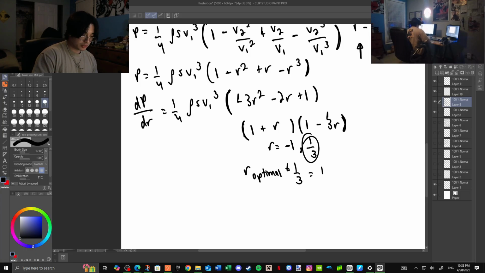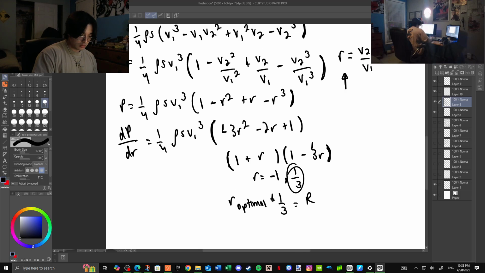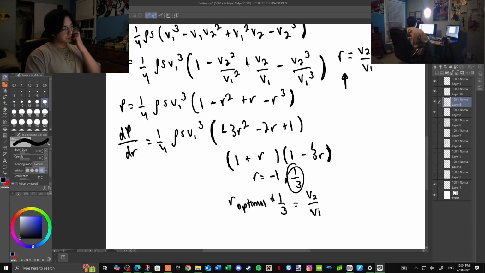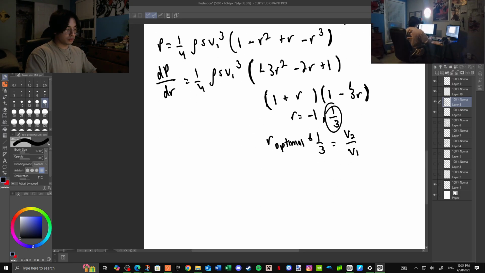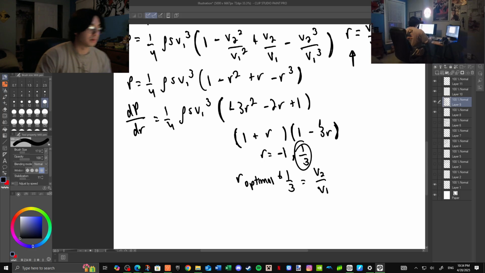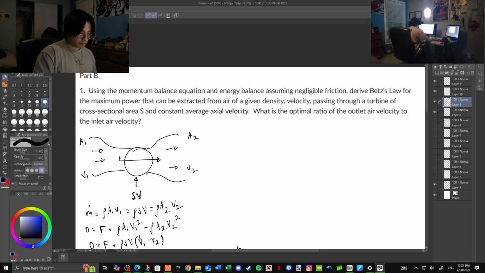And again, that ratio will be V2 over V1. So for every 1 part velocity of the air leaving, there needs to be triple that velocity entering in order for that ratio to be optimal. So now we can figure out what the optimal power ratio is.